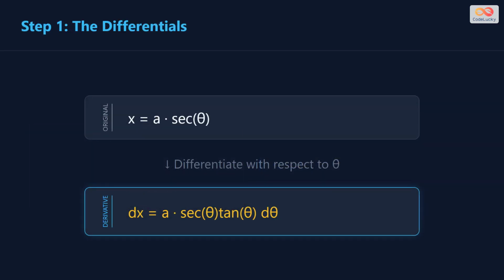Once we define x, we must find the differential dx by differentiating both sides with respect to theta. We find that dx is equal to a times secant theta times tangent theta d theta. We will need to substitute this entire expression into our integral.